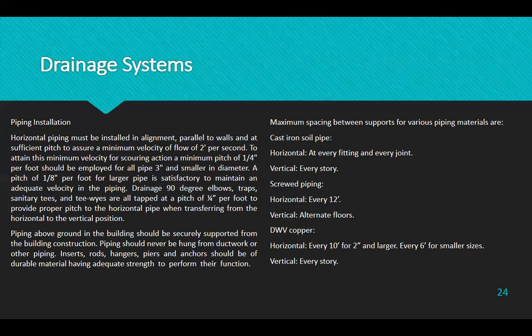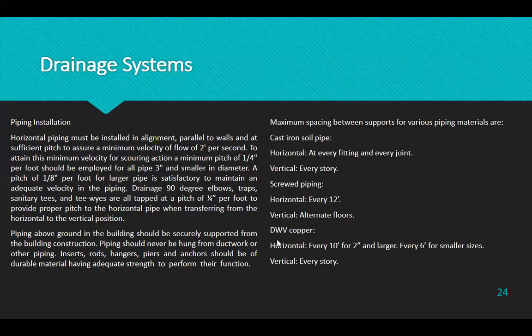So, maximum spacing between support for various piping materials are, so cast iron. So, horizontal, simply at every fitting and every joint. Vertical, so every story. Kailangan may support ka dyan. Screw piping, simply every 12 feet. Vertical is alternate floor. Bakit alternate po? Ito story. Kasi square piping is 2 inches and below.